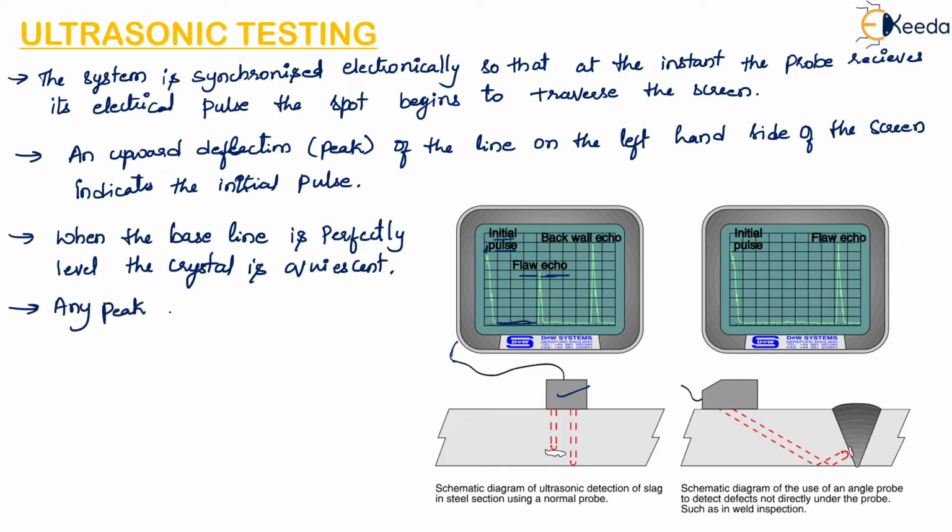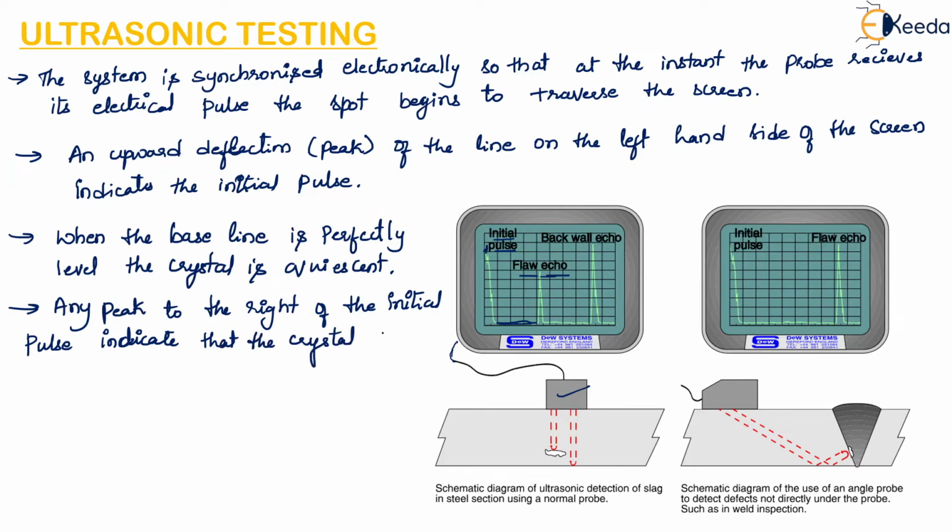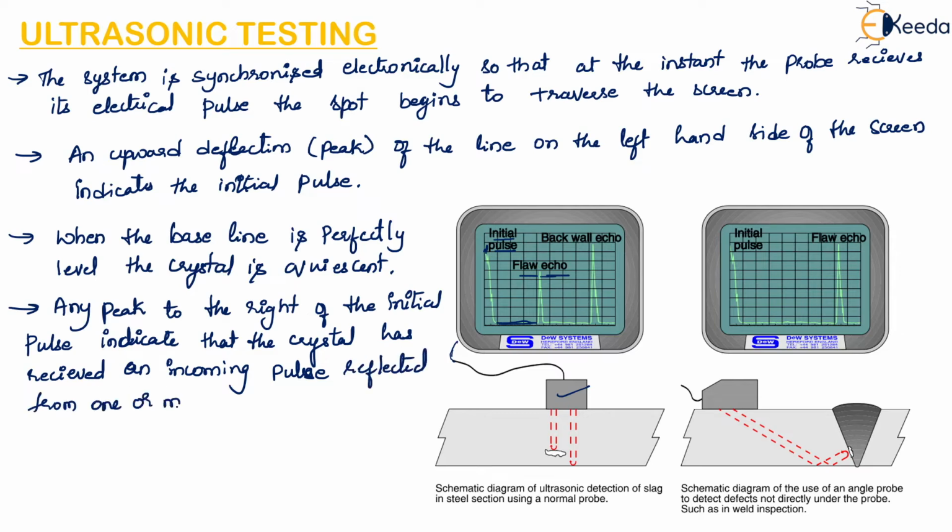So any peak right of the initial pulse indicates that the crystal has received an incoming pulse reflected from one or more defects or interfaces in the material.